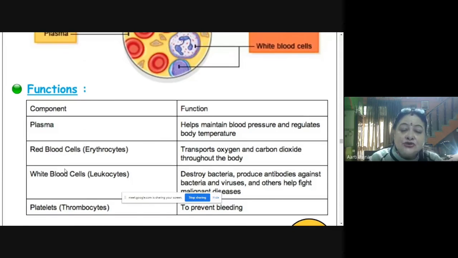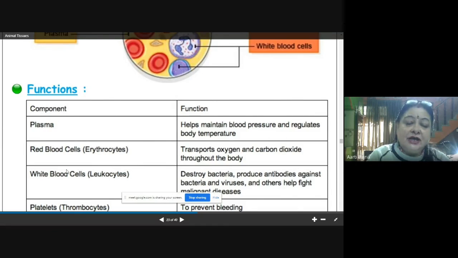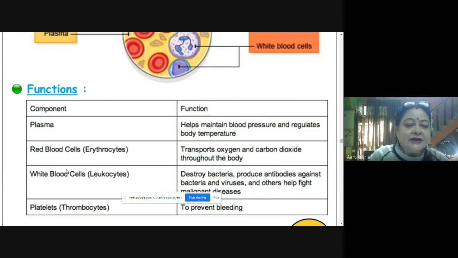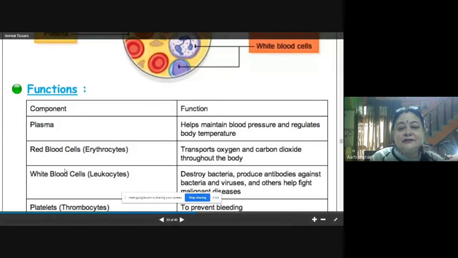The leukocytes are the white blood cells, which are the army of our body. They destroy bacteria, they produce antibodies against bacteria and viruses, and others help fight malignant diseases. Then platelets are also called thrombocytes, and platelets are there to prevent bleeding. That means blood coagulation is because of the platelets.